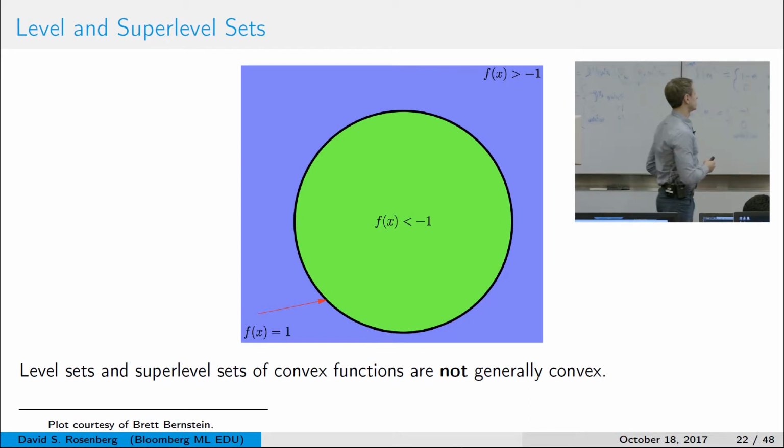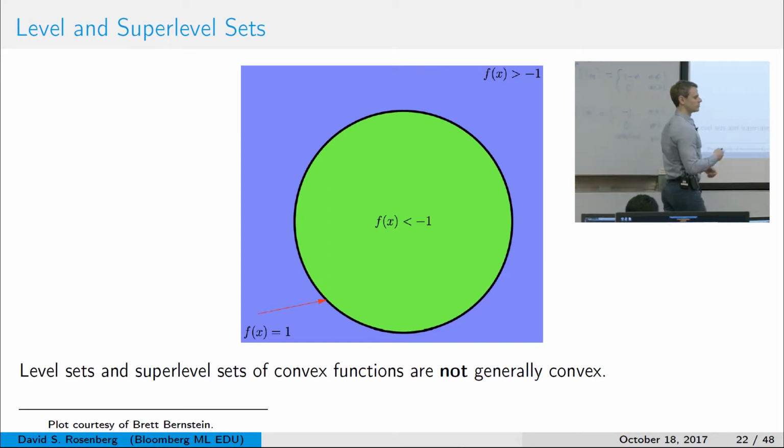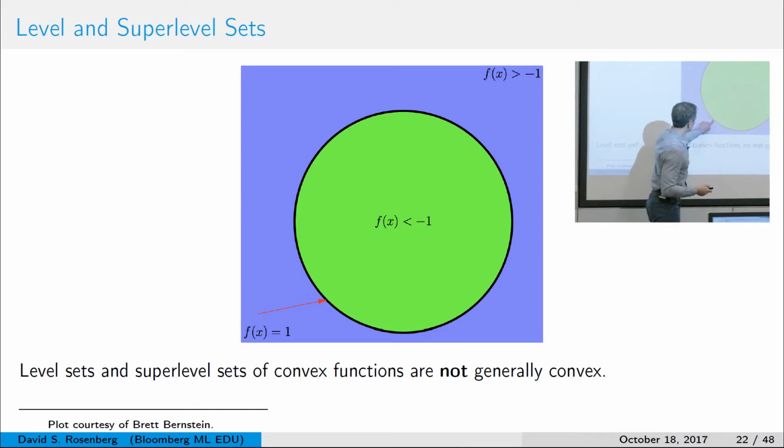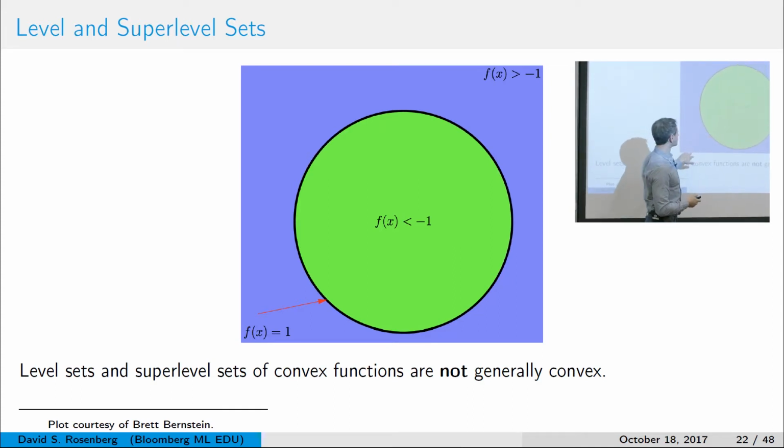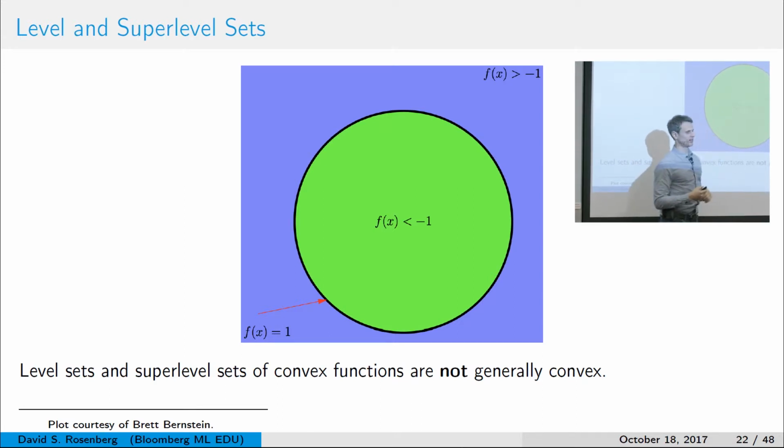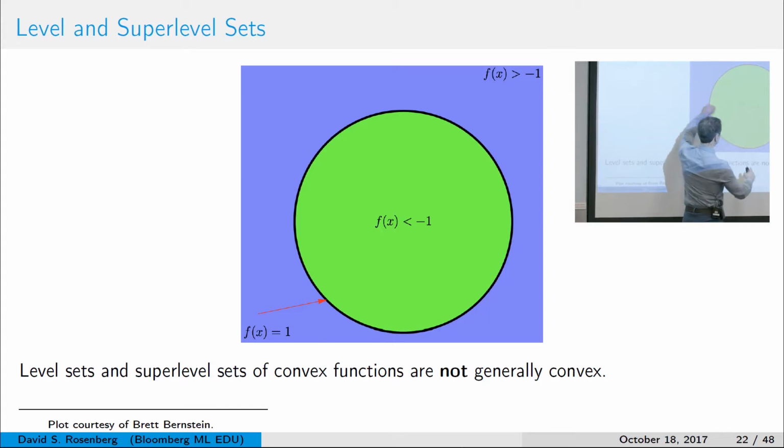Oh, and one other thing is that what about the other direction? So here's a circle. That's the level set f of x equals, this should be -1. Is the level set convex? Just the circle piece? No way. You take 2 points on a circle. When you connect them, you leave the circle. So the circle is not convex. The circle and its interior, that's the sublevel set, the green piece. Is that convex? Yeah, that's convex.